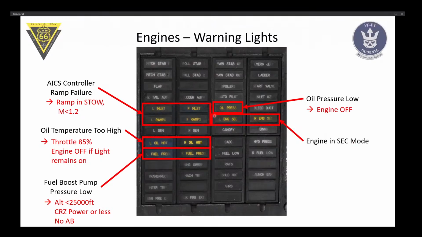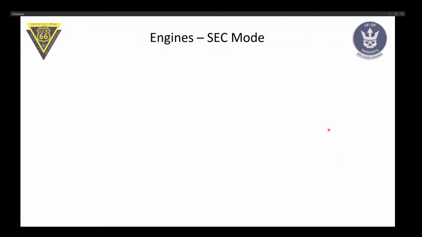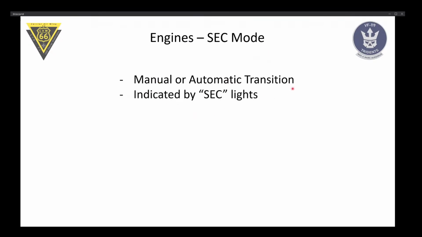And engine and sec mode, we're going to cover that in a little more detail because there's a little bit more to it. So whenever we're in engine sec mode, this can happen in manual or automatic transition. So if you take battle damage, sometimes the engines would go into sec mode, because I'm not sure if this is realistic, but in DCS it happens quite a lot. If you take a hit but can still fly, chances are good that you're in sec mode. Indicated by the sec lights.